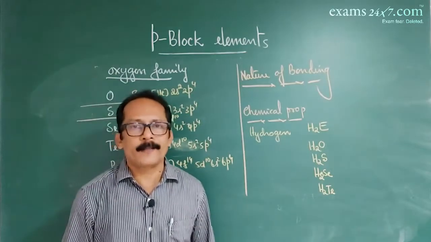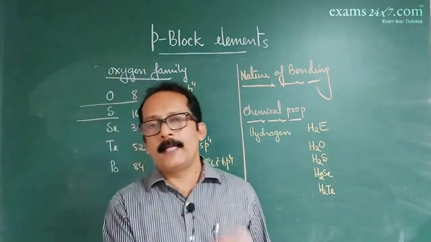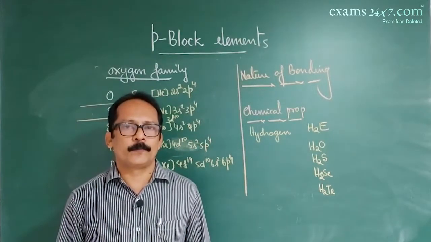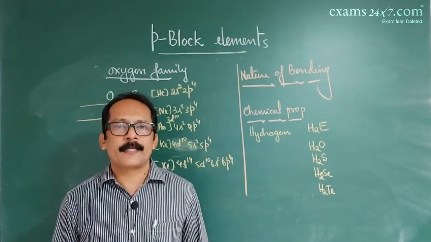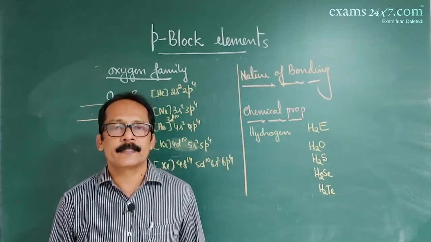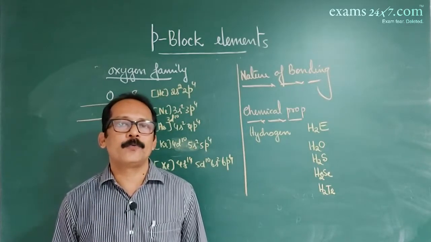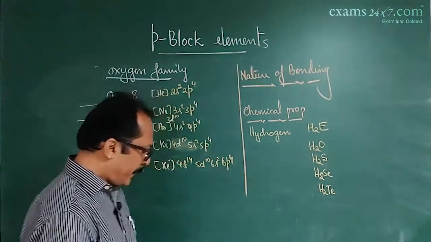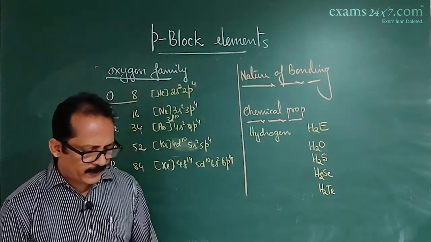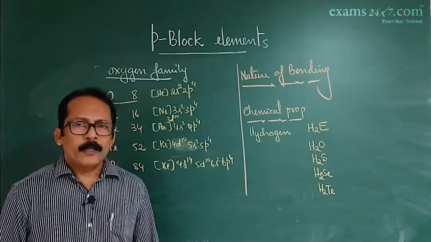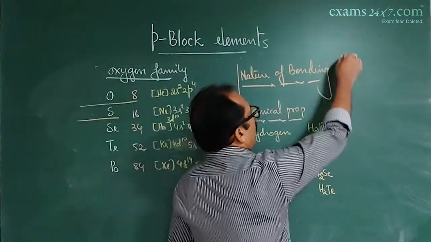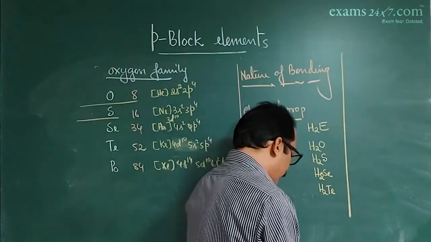Down the group, bond length increases, bond angle decreases, thermal stability decreases, and reducing property increases down the group. So these are the properties of hydrides. Next, about the reaction with halogen.